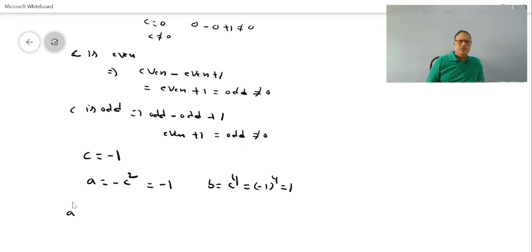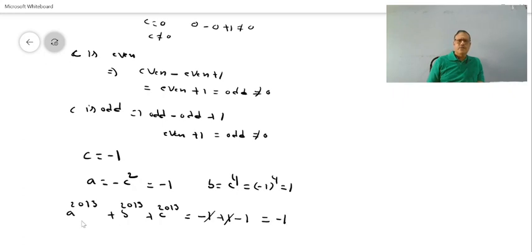Now, a to the power of 2013 plus b to the power of 2013 plus c to the power of 2013, this is equal to, what is a value? Minus 1. Minus 1 whole to the power of 2013 is an odd degree, so that's equal to minus 1. b to the power of 2013, what is b? 1. 1 to the power of 2013 is 1. c value is minus 1. Minus 1 whole to the power of 2013 is minus 1. So minus 1 plus 1 gets cancelled. This is equal to minus 1.